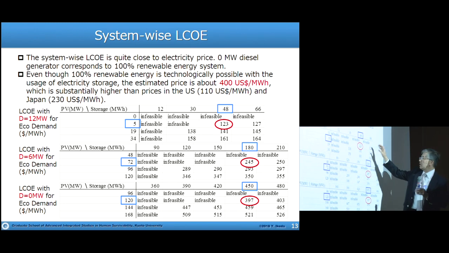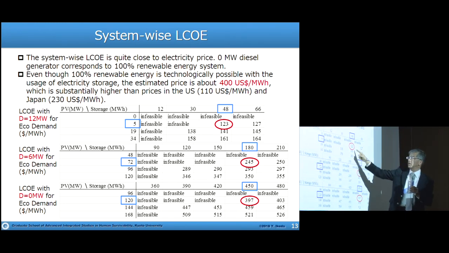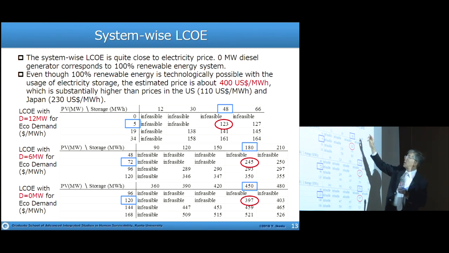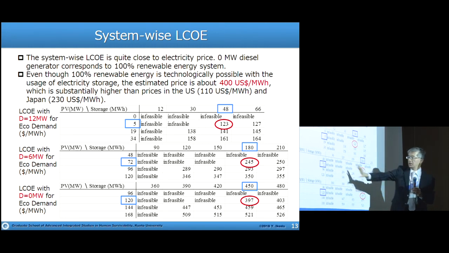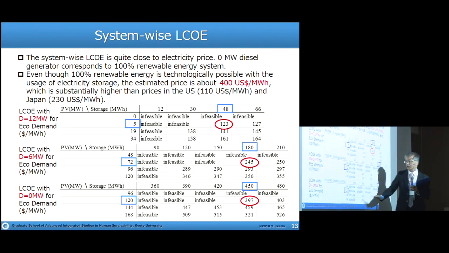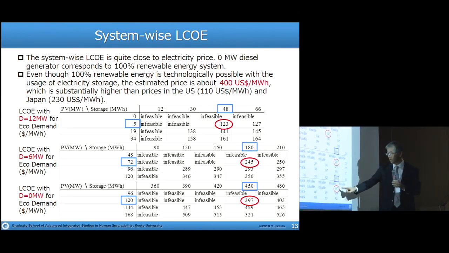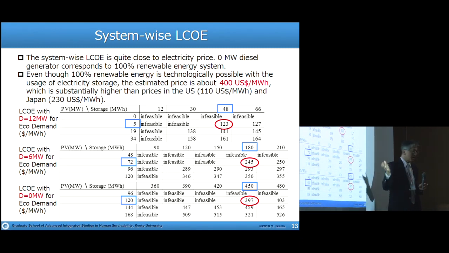In each cell, I put a number. This is a system-wise LCOE. In this case, this cell is the cheapest, 123 US dollar per megawatt hour is the optimal number. For this case, 245 megawatt hour, the diesel power is half from the first one. The last one is no diesel power. In this case the cost is 397 US dollar. That is very expensive.